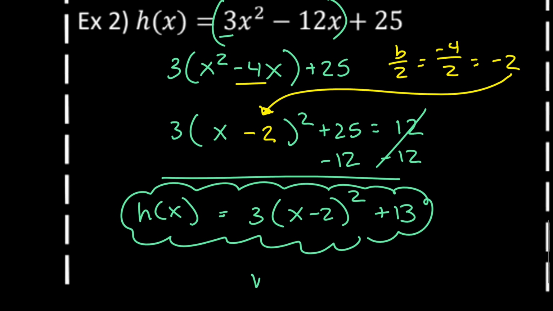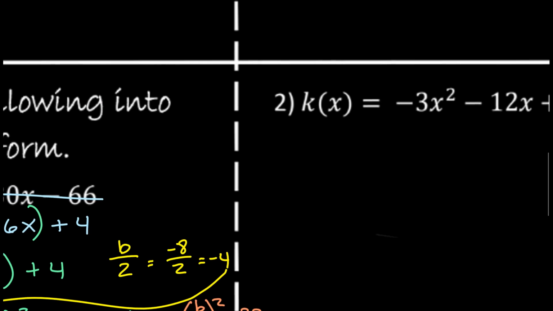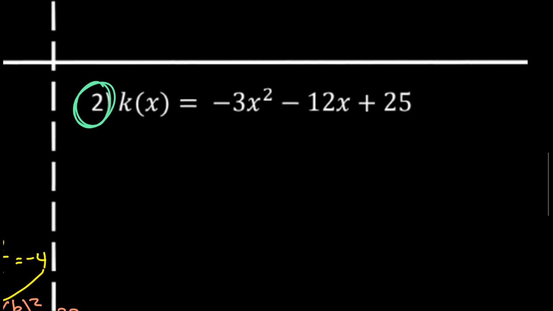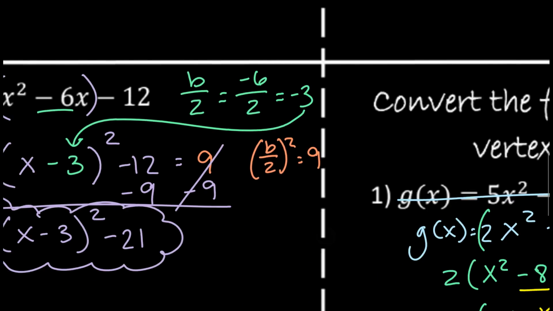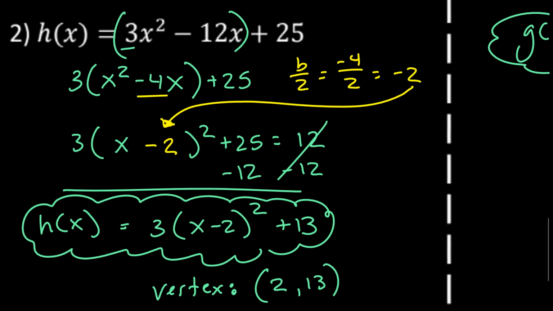Now, what is the vertex at this point? 2, 13. Remember, h is tricky. k is normal. All right. You guys go ahead and try. I'll go back. You guys go ahead and do number 2 now, okay? Go ahead and try number 2.